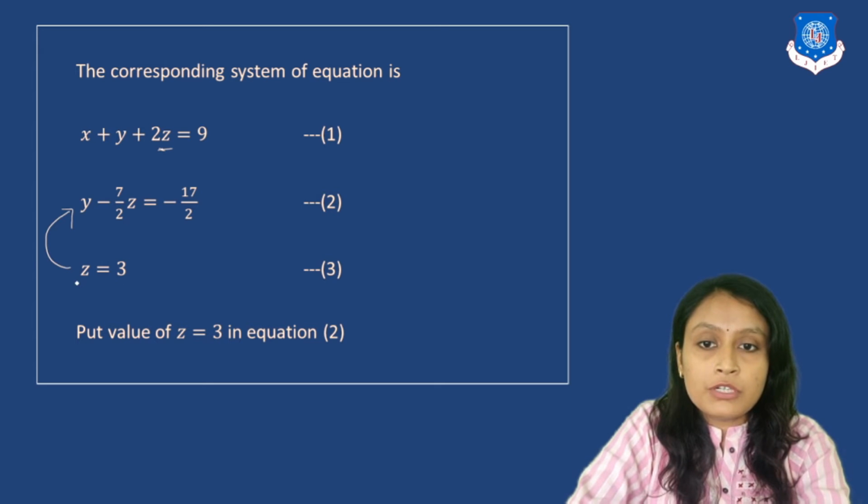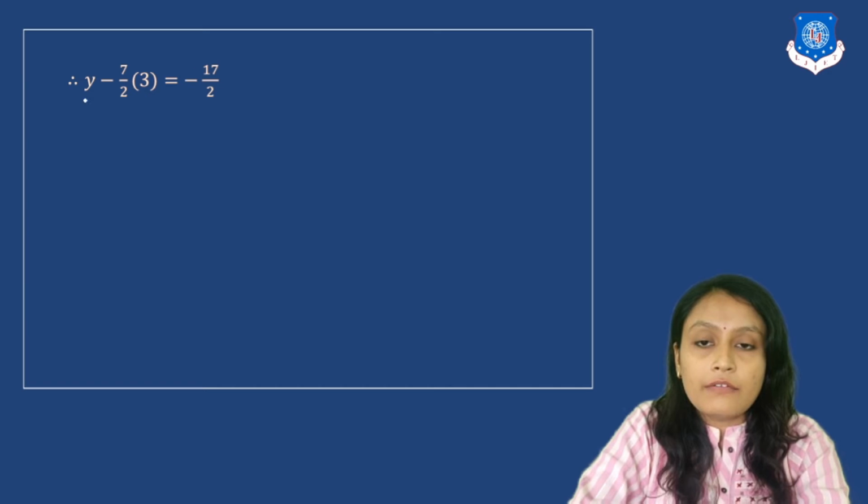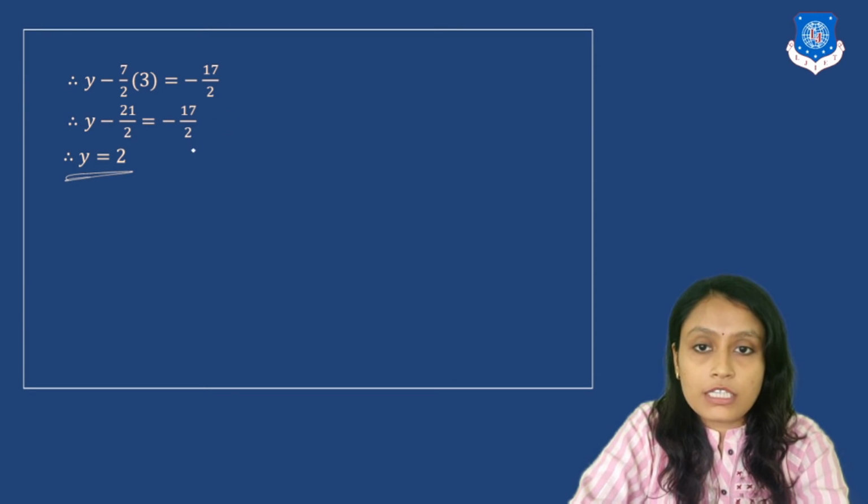So let's put z is equal to 3 in equation number 2. You will get y minus 7 by 2 into 3 is equal to minus 17 by 2. Simplify, so you will get y minus 21 by 2 is equal to minus 17 by 2. On further simplification, bring this minus 21 by 2 here: minus 17 by 2 plus 21 by 2, that is 4 by 2. So you will get y as 2.